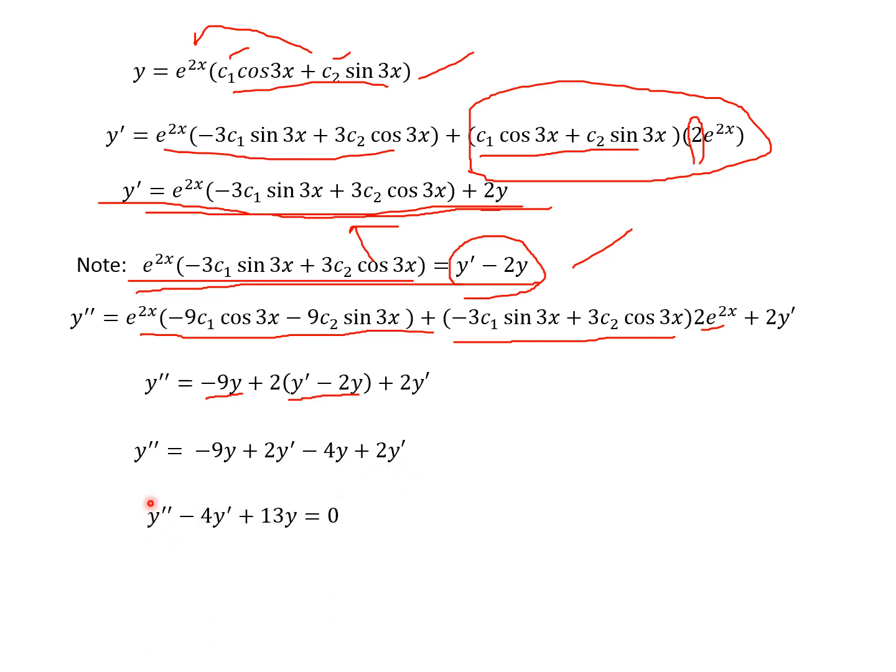Simplifying further, this is y double prime, and negative 9y and negative 4y is negative 13y, and 2y prime plus 2y prime is 4y prime. We transfer to the left, and this will be our final differential equation. Again, this is second order, first degree, and linear. That will wind up our discussion of elimination of arbitrary constants.